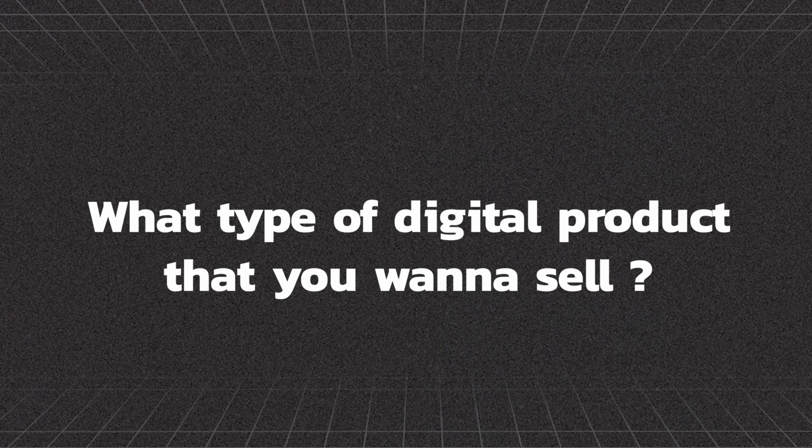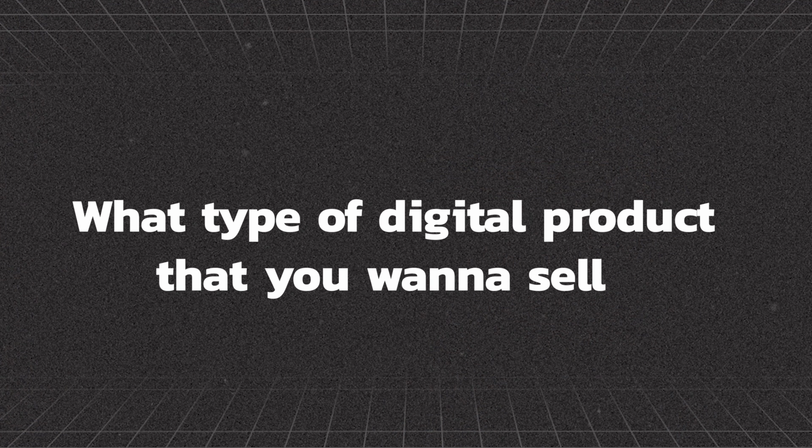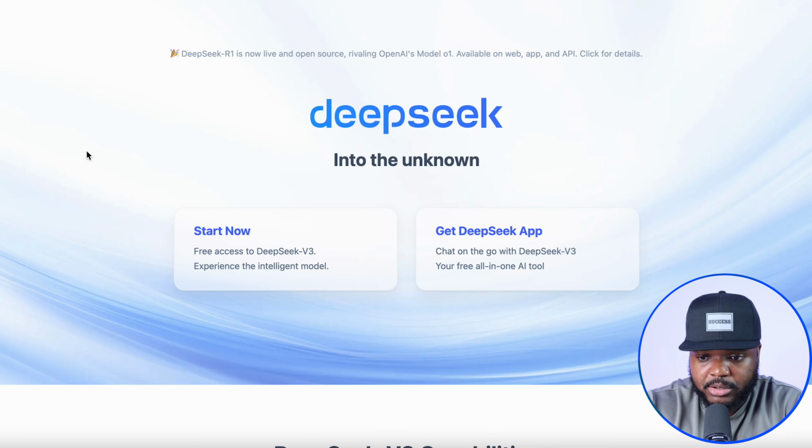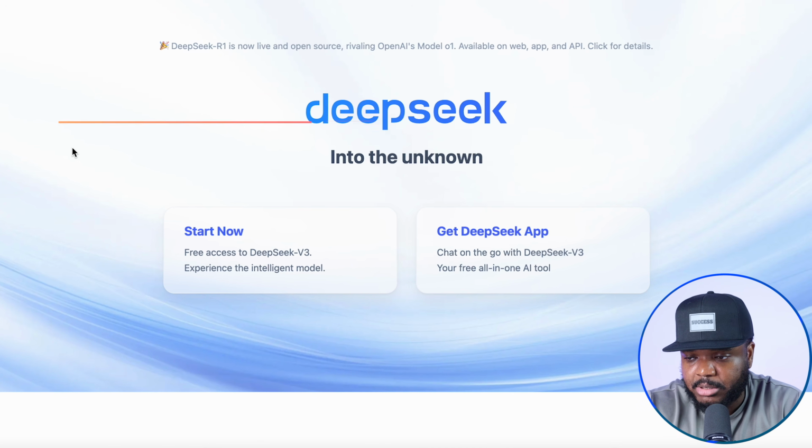Now, one of the first things that you're going to need to do is figure out what type of digital product that you want to sell, one that you know is going to have a high chance of success. And one of the ways that you can do that is by using this bot over here called DeepSeek. So it's completely free to use.